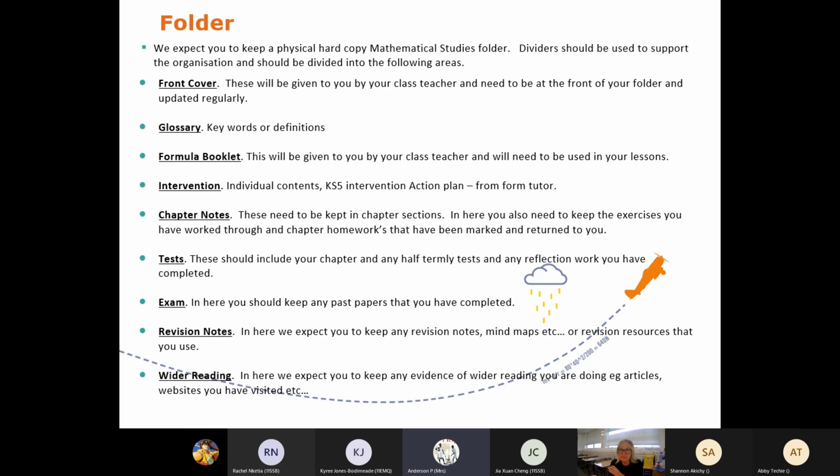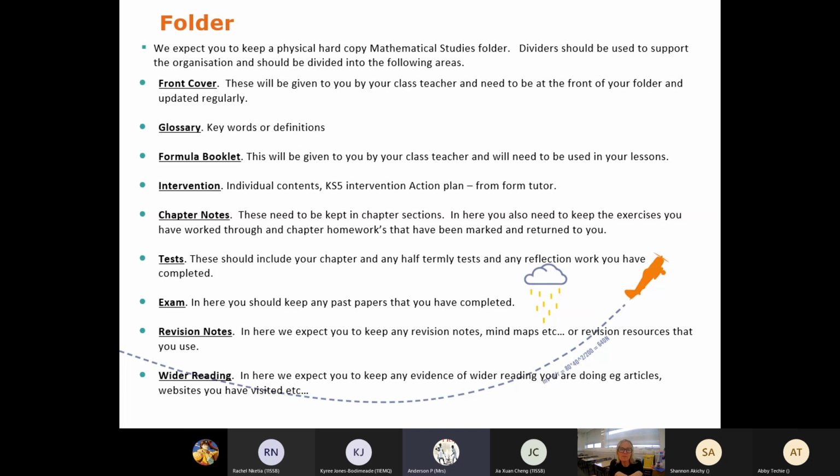So this is the way we would expect your folder to be organised. And like I said, it will be hard copy, and we would expect you to produce it every so often for us to check. Just to make sure that you're organised, because there's nothing worse than getting to February, when we're starting to think about the preliminary material and your notes are all over the place, you've kept them all in an A4 pad.